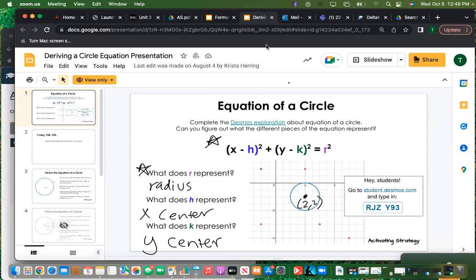So we're going to substitute that in. So we're going to put x minus 2 squared plus y plus 2 squared. Now, notice how I changed the signs of them because this is 2, -2. When I substitute them in, they change the signs.